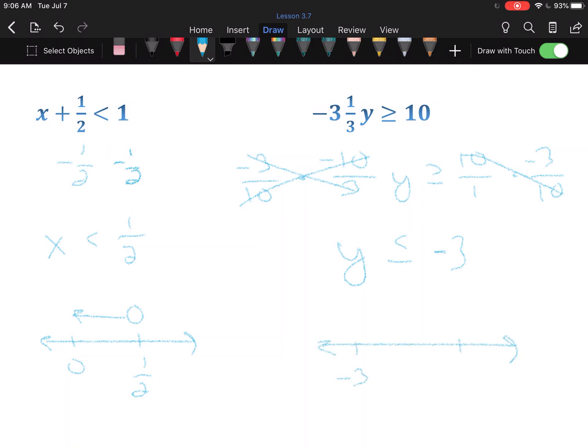If you were to graph this, negative 3 would have to go on the left side of 0. We'd fill in our circle, and arrow would be to the left.